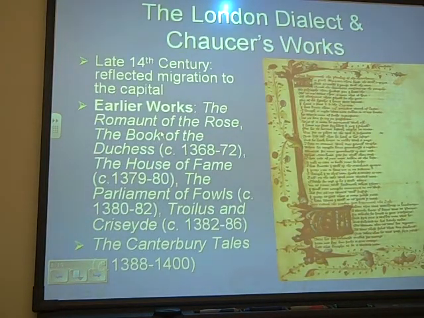So the London dialect was mentioned on Monday. It's a form of the southern dialect. It's a particular form which early on was influenced by the West Midlands dialect, and later on was influenced by the East Midlands dialect. So often people say that Chaucer has an East Midlands dialect, but it's really the London dialect.